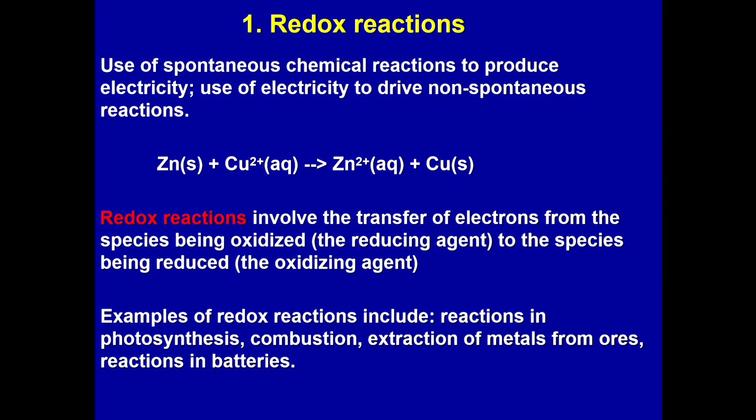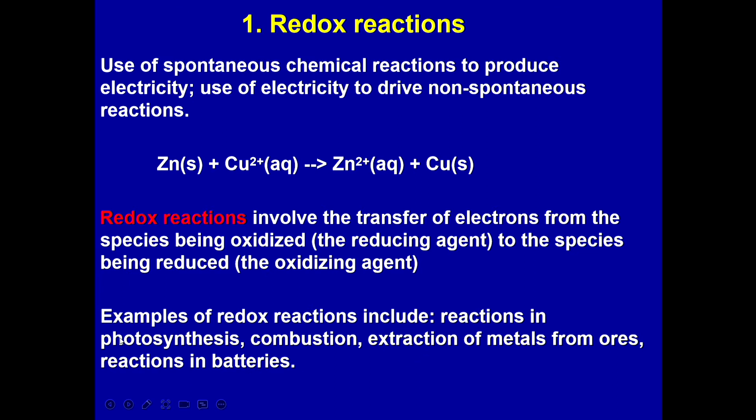This is also about batteries. A battery can produce electricity, right? What happens in a battery is redox reactions, like this kind of reaction. After this reaction, chemical energy is changed to electric energy.